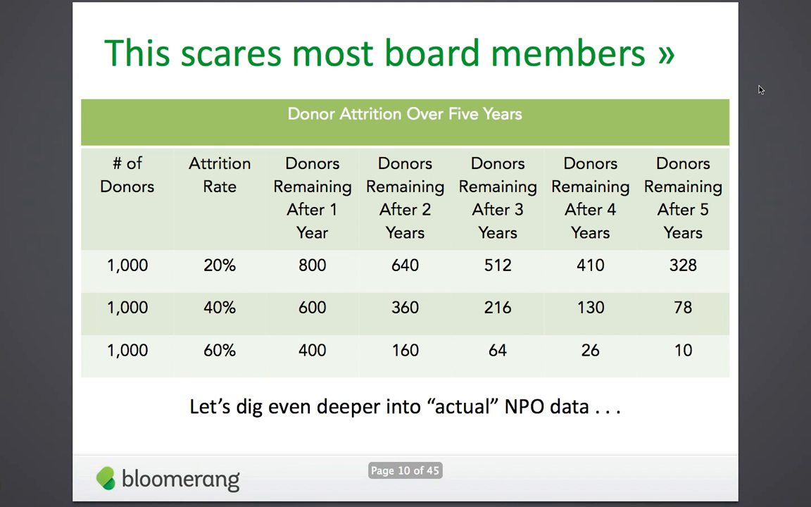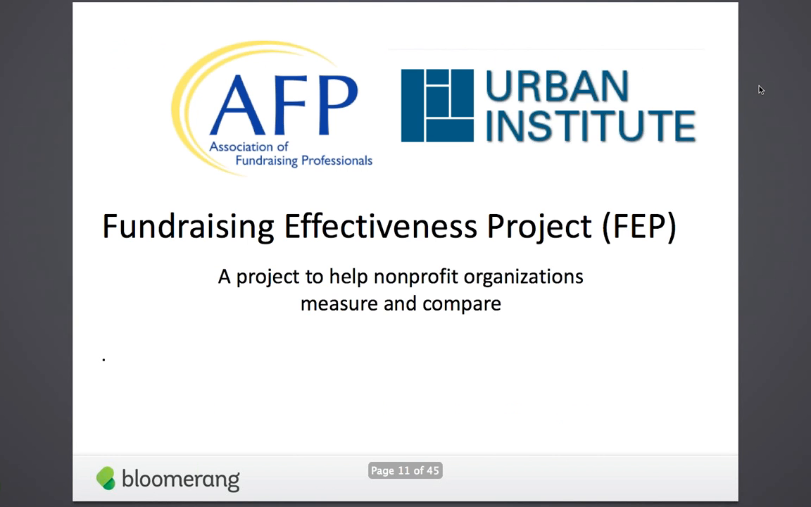Now, one of the ways I've found to really bring to life how important retention is, and this is a slide I've shared with many nonprofits who tell me it's a bit unsettling to some of their board members. Let's take a look here. On the left-hand side, you can see the number of donors that this organization has. If they start with 1,000 donors, I'm going to draw your attention to the bottom row where the attrition rate is 60%. That's right around the national average. Look what happens each year.